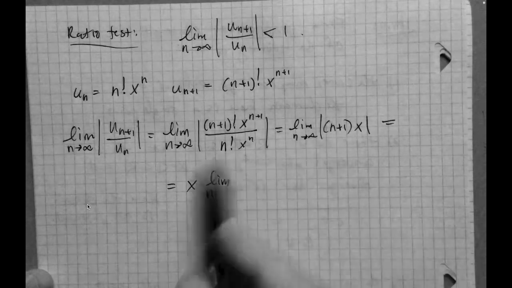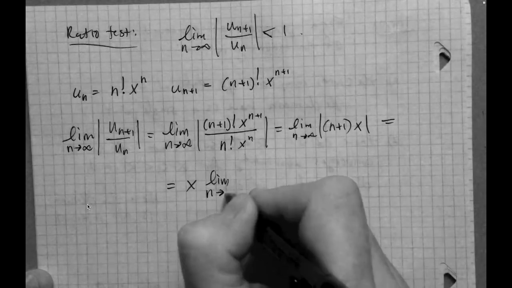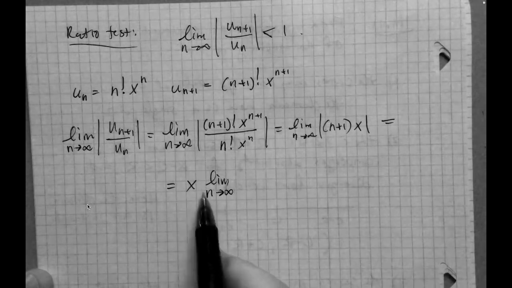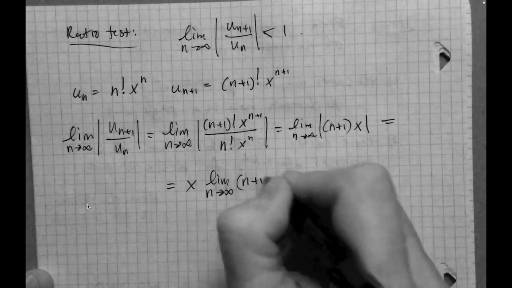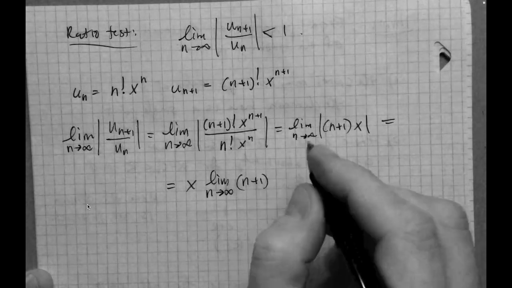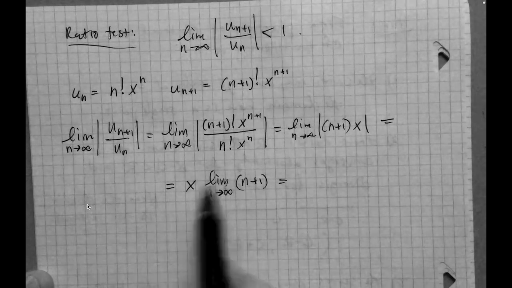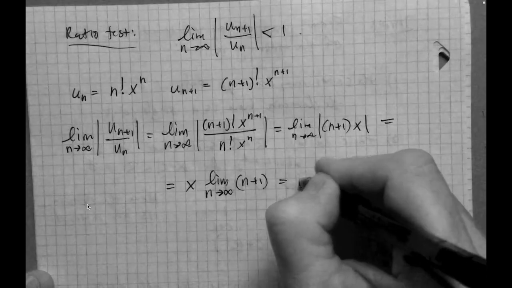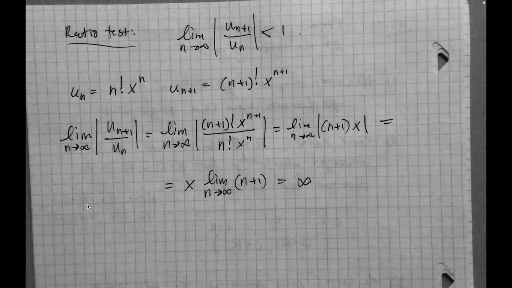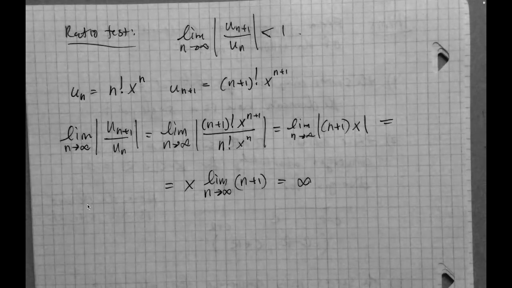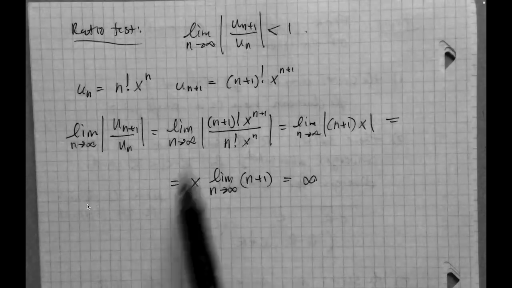x, remember, x in this context is a constant. It's n that is increasing. So x times the limit as n goes to infinity of n plus 1. And what do we get there? Well, this is going to grow without bounds, so this is infinite. Okay, and so by the ratio test, clearly this is going to diverge everywhere. Right, so you can see that.